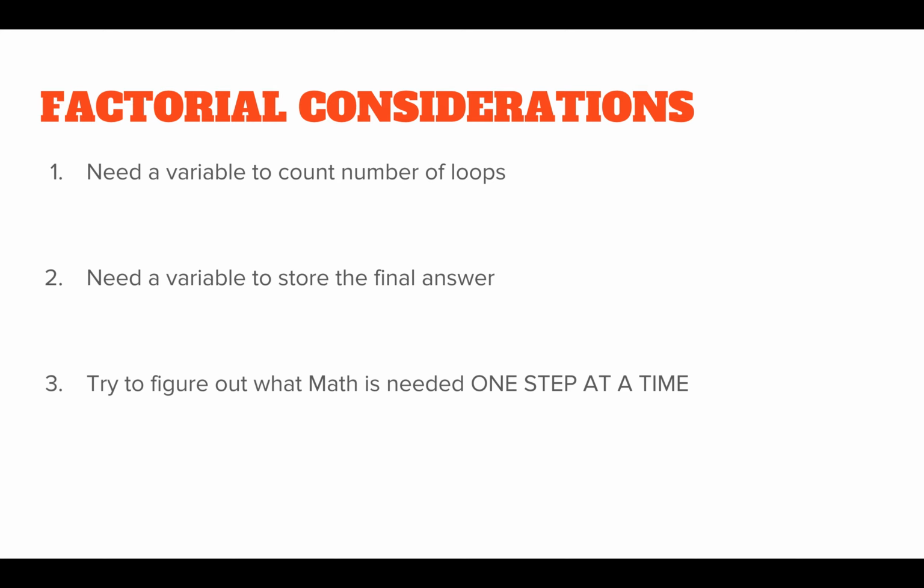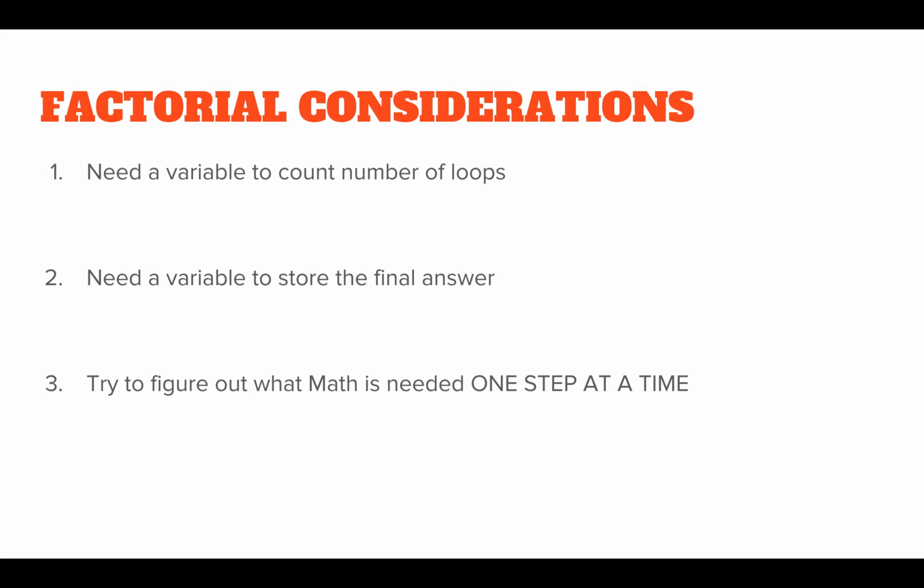Here's some things to think about when we think about this algorithm. The first thing is we need to be able to count the number of loops. So if we said what's the factorial of 5, we have to go 5, 4, 3, 2, 1. And so we need to be able to count that 5 times. We also need a variable to store the final answer. Like the final answer is not going to be 1. The final answer is going to be all of those numbers multiplied together. So we need something that's going to give us the answer. So we're going to have to set that up.